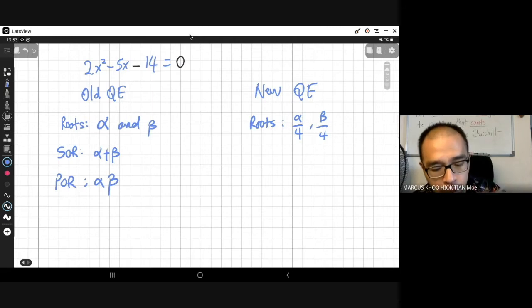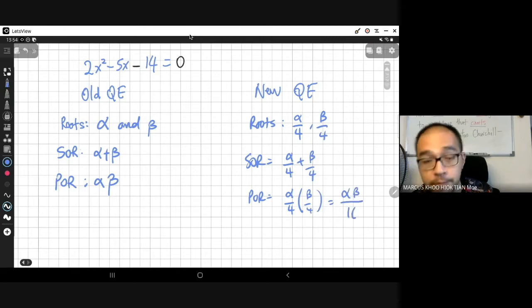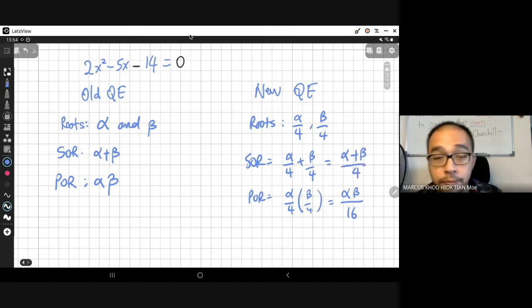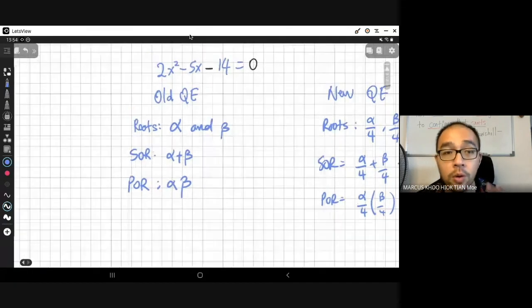Okay, now kita tengok the new quadratic equation. The sum of roots is alpha over 4 plus beta over 4. Product of roots is alpha over 4 times beta over 4, which is alpha beta over 16. Ini adalah alpha tambah beta over 4. Take it slow. Now the problem is, apa nilai alpha tambah beta? Apa nilai alpha beta? So kita kembali kepada the old equation first.